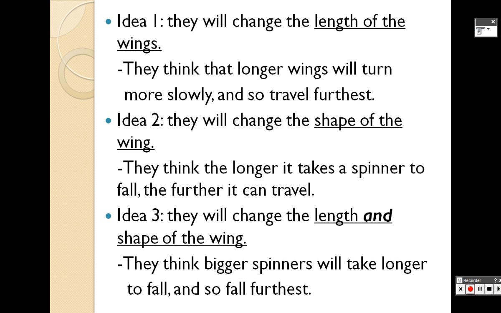The first idea is that they will change the length of the wings. They think that the longer wings will turn more slowly and so travel furthest. Idea 2 is that they will change the shape of the wing. They think the longer it takes a spinner to fall, the further it can travel away from the parent plant. And idea 3 is that they will change the length and the shape of the wing. And they think the bigger spinners will take longer to fall and so fall furthest.